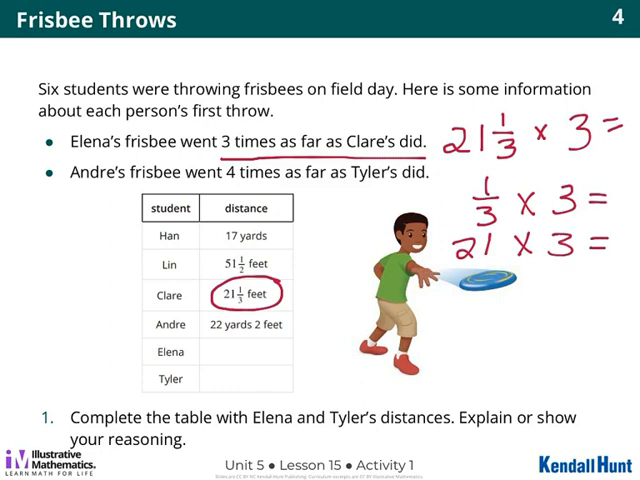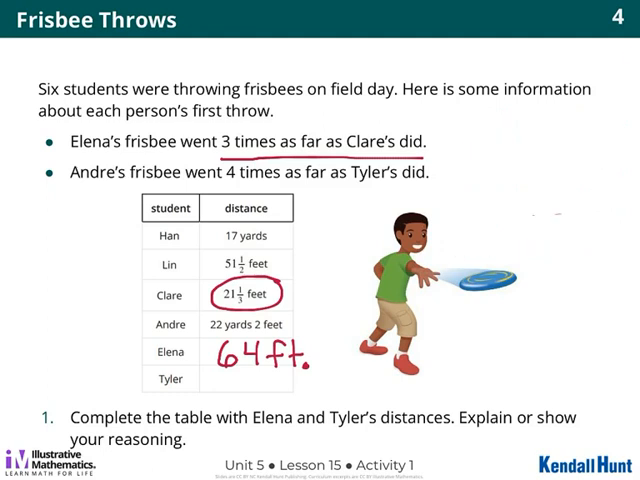Guys, what is 1/3 times 3? If I have 1/3 3 times, what do I have, Jerica? So it equals 1 whole. What is 21 times 3? Coral. 63. What is 63 plus 1, everybody? 64. So Elena is going to be 64 feet. Are you with me so far? Yes. Okay. Now I'm going to erase this so I have room to do my work. Let's look at Tyler.